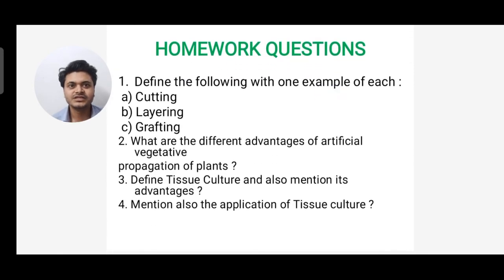Now students, these are the homework questions. First, define the following with one example of each: cutting, layering, grafting. Second, what are the different advantages of artificial vegetative propagation in plants? Third, define tissue culture and also mention its advantages. Fourth, mention also the applications of tissue culture.